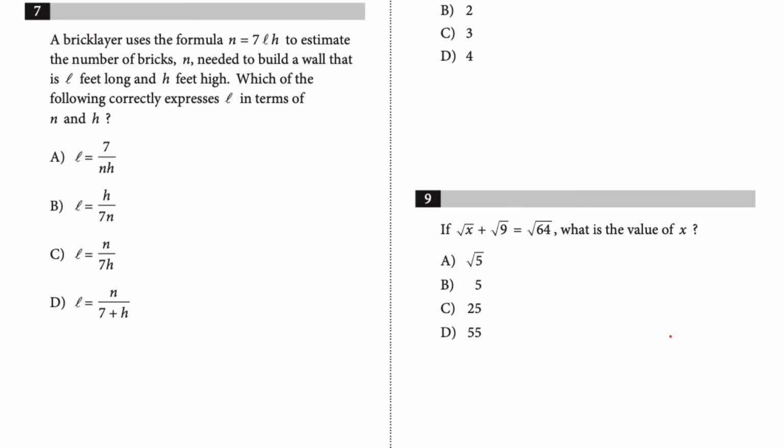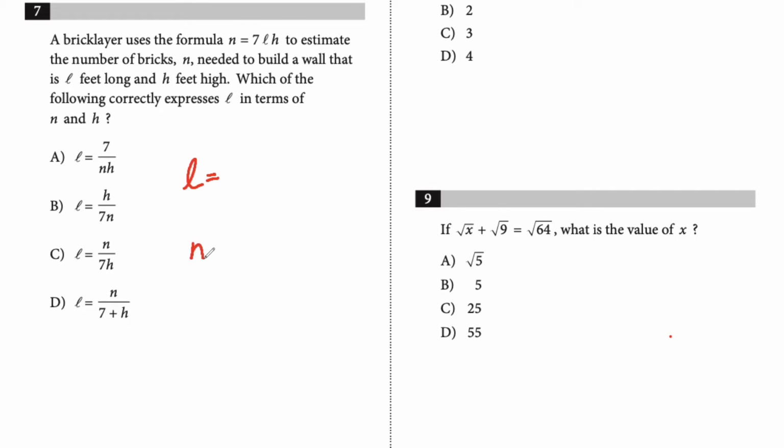Number 7. A bricklayer uses the formula n equals 7 times L times h to estimate the number of bricks n needed to build a wall that is L feet long and h feet high. Which of the following correctly expresses L in terms of n and h? The easiest way to solve this question is by first looking at the answer choices. If we look at all of the answer choices, we can see that they're of the form L equals. So we're trying to get L by itself.